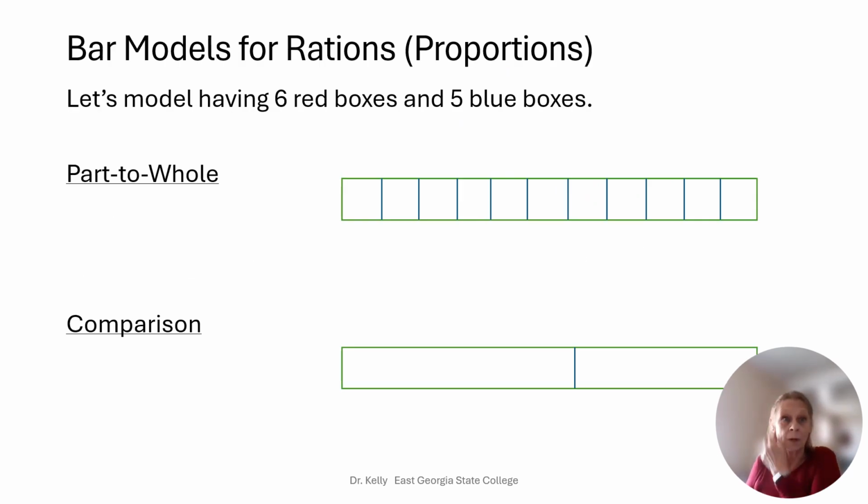Let's talk about bar models for ratios. I don't know why I said rations. That should be ratios. Not rations, ratios. Okay, so let's take a look at this scenario here. Let's model having 6 red boxes and 5 blue boxes. Okay, well 6 plus 5 is 11, so I have 11 boxes here. So it looks like we'll have 6 red and 5 blue.